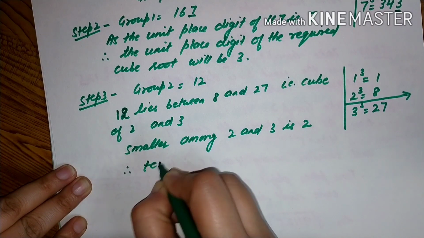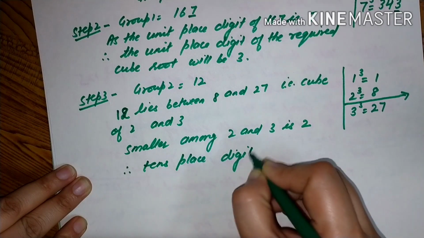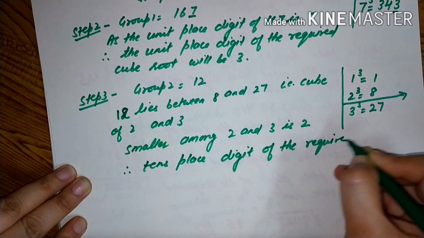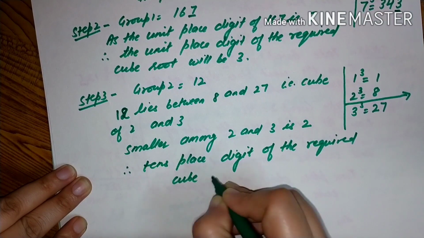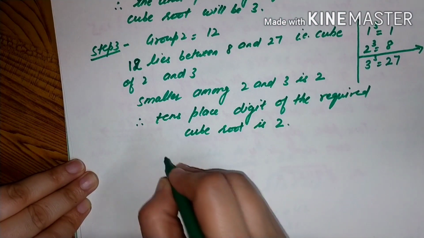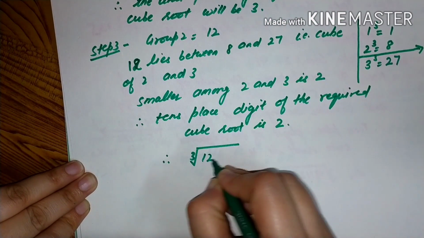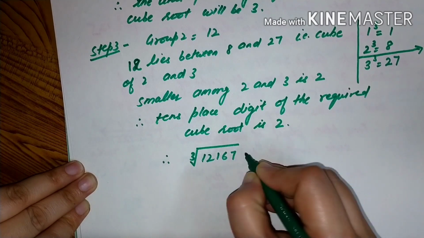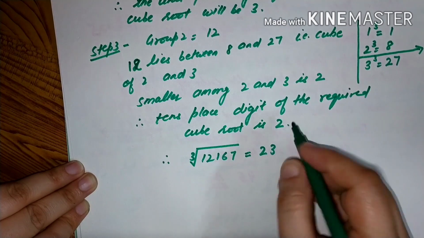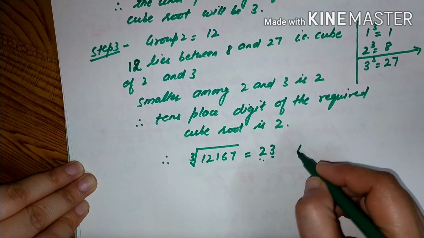Therefore the tens place digit of the required cube root is 2. So therefore the cube root of 12167 is equal to 23, because 2 is the tens place digit and 3 is the ones place digit.